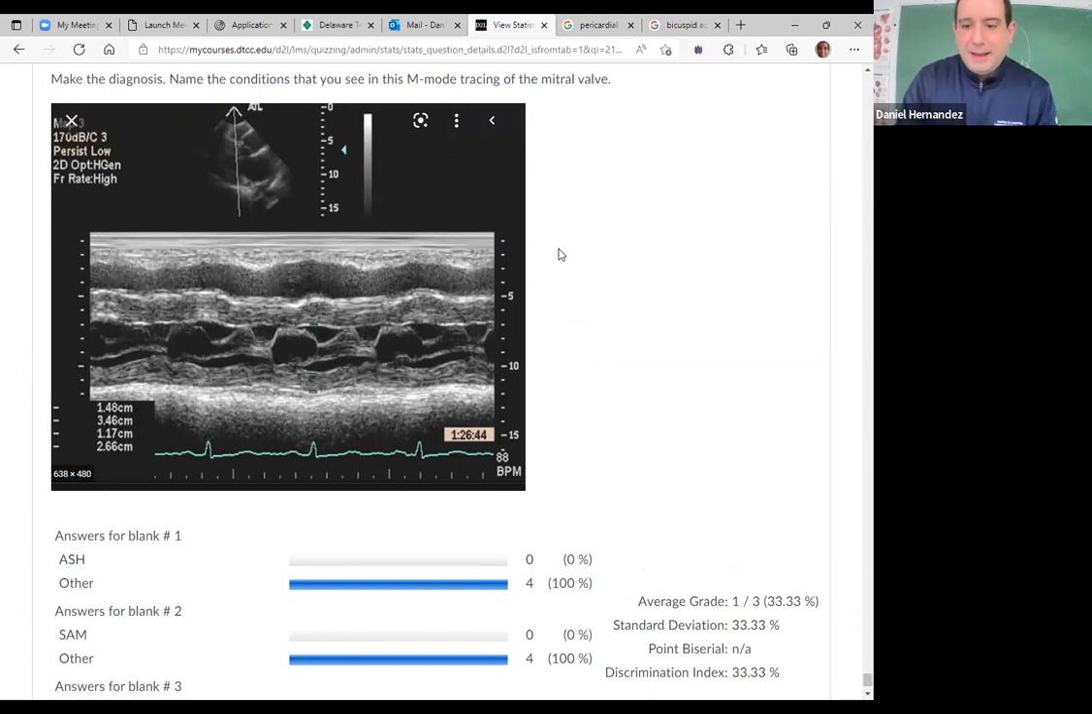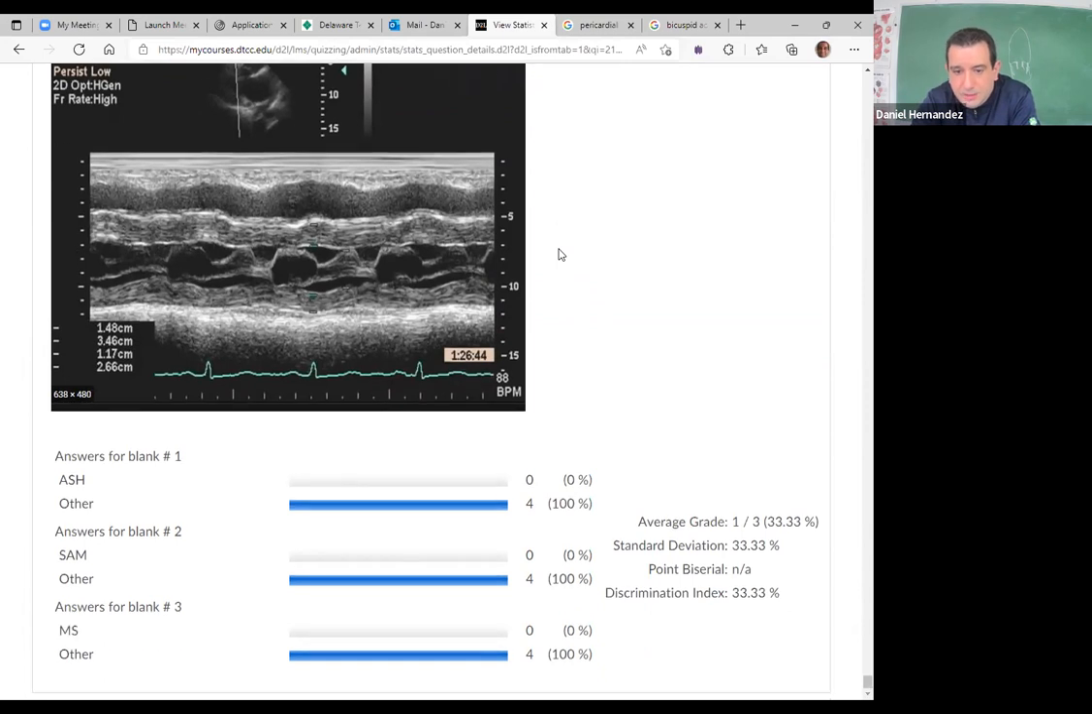So here we have an M mode that's cutting through the mitral valve. Some of the things that we can see when we're looking at this mitral valve tracing: you guys definitely saw mitral stenosis. You could see obvious mitral stenosis. We have a very flat E to F, almost no A wave. So it's definitely a stenotic mitral valve. It also looks pretty thickened as well.